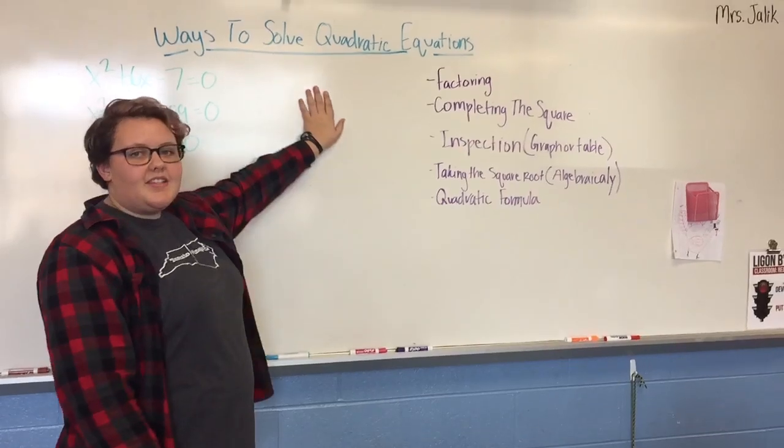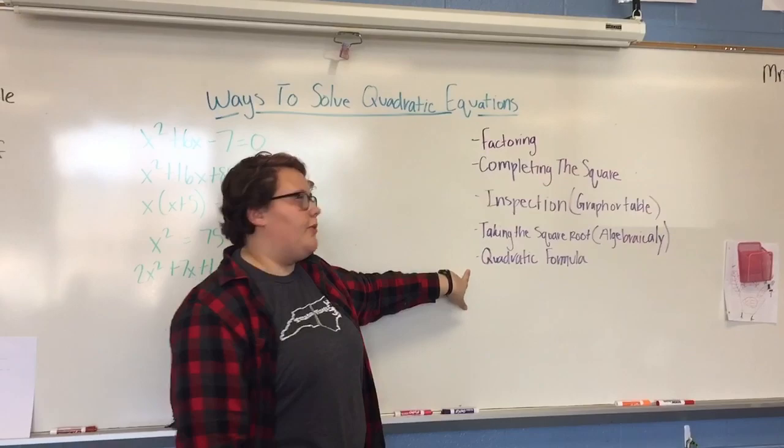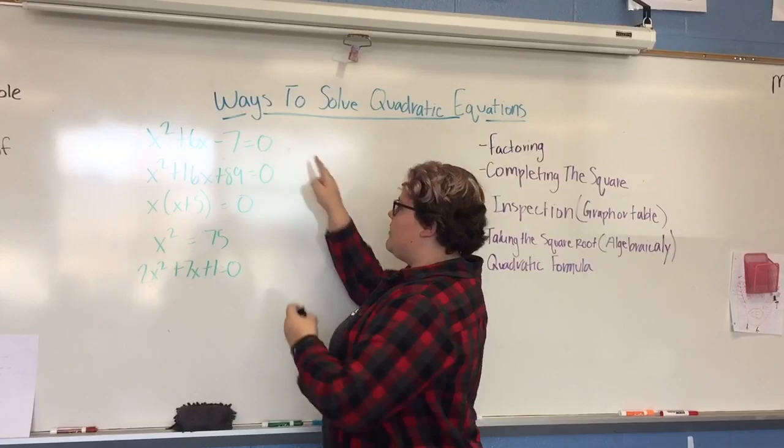Ways to solve quadratic equations. There are four ways: factoring, completing the square, inspection using a graph or table, taking the square root algebraically, and then the quadratic formula. We're going to start with x squared plus 6x minus 7 equals 0, and we're going to use the method of factoring.